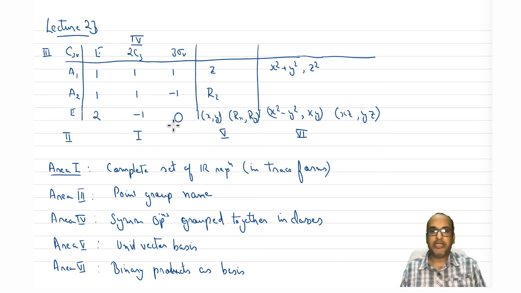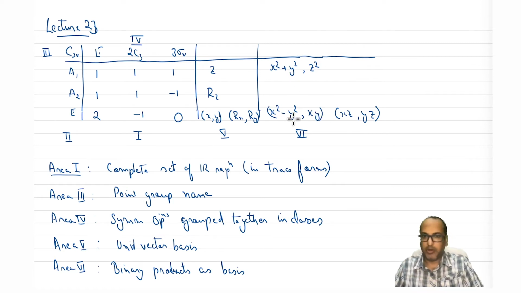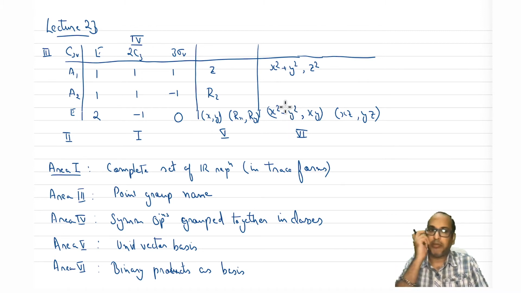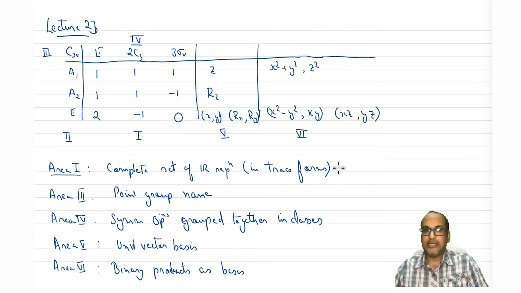Typically, why are we discussing these binary products? Because some of these binary products have the properties of d orbitals. If you want to know d orbital properties, then you would want to know how these binary products transform under a particular symmetry operation, right? So these are binary products.